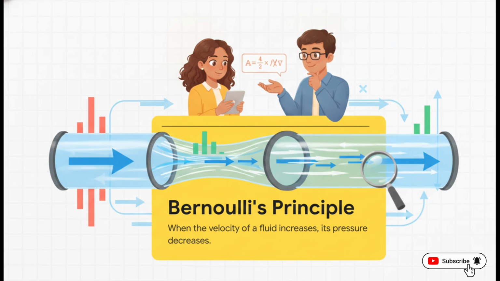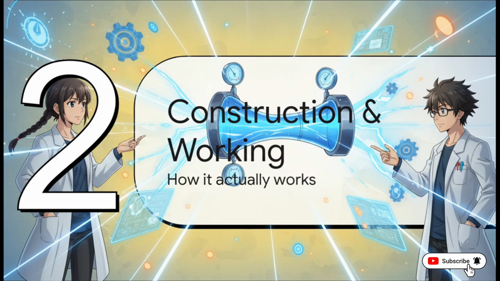And how does it pull this off? Well, it relies completely on Bernoulli's principle. You probably remember this from fluid mechanics. When the velocity of a fluid increases, its pressure decreases. It's a direct trade-off between speed and pressure. So by intentionally speeding up the liquid and measuring that drop in pressure, we can mathematically calculate the exact flow rate.